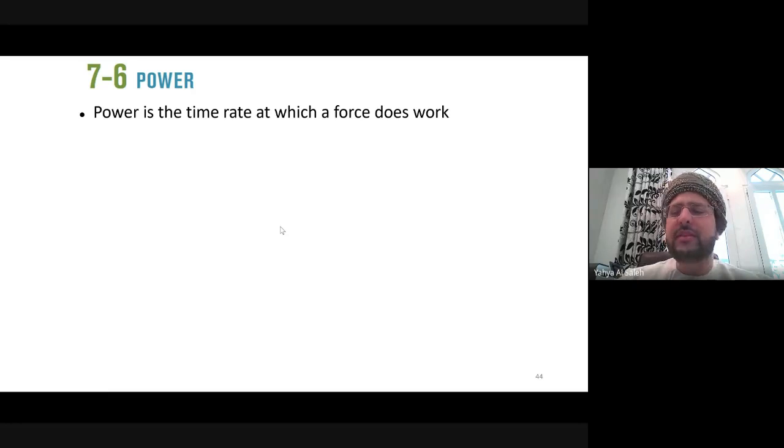So remember at the very beginning when we said displacement? How quickly displacement happens is velocity. How quickly velocity happens is acceleration.